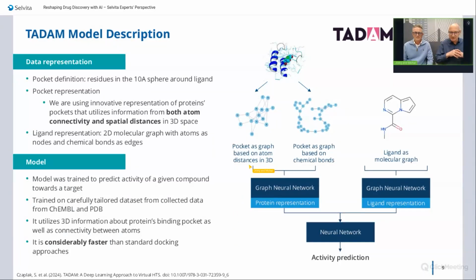As Michael mentioned, we have the 3D information of our ligand, that is the binding pocket, and we take everything that is in a 10 angstrom sphere around the ligand, and this describes our pocket. We encode it as a graph based on chemical bonds, and then we describe it also as a graph based on atom distances in 3D. This is the 3D information. And then we have to encode also the ligand, and for the ligand, we use the 2D structure, and we encode it as a graph neural network.